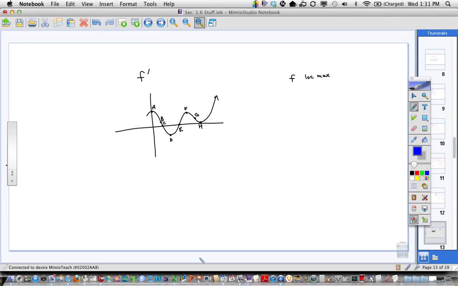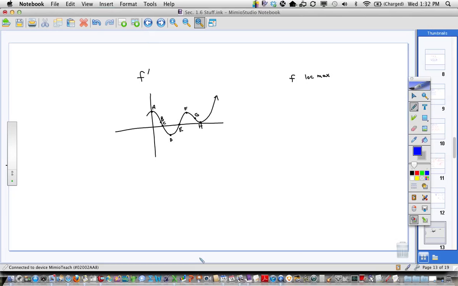Could be one or more places. Go. C. Because F prime changes from positive to negative. And you might have to justify your answer on that one. So the justification would be, since f prime changes from positive to negative, f goes from increasing to decreasing, right? That's why there's a local max at C.